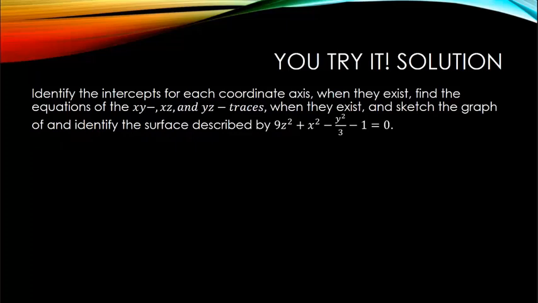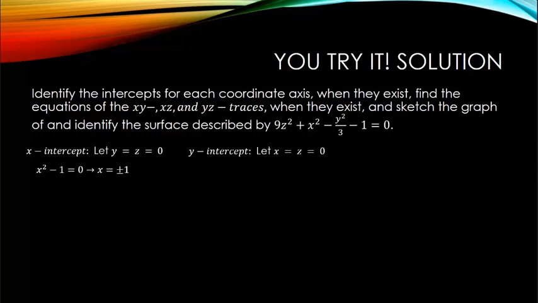I'm first going to find the x, y, and z intercepts. The x-intercept occurs when y is equal to z is equal to 0. I plug in 0 for y and z. I get x squared minus 1 is equal to 0, so that x is equal to plus or minus 1. There will be two x-intercepts.